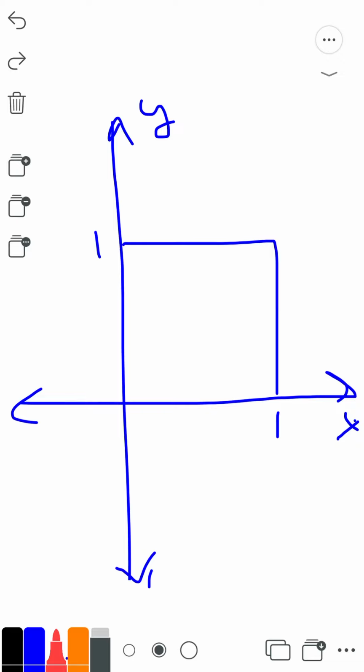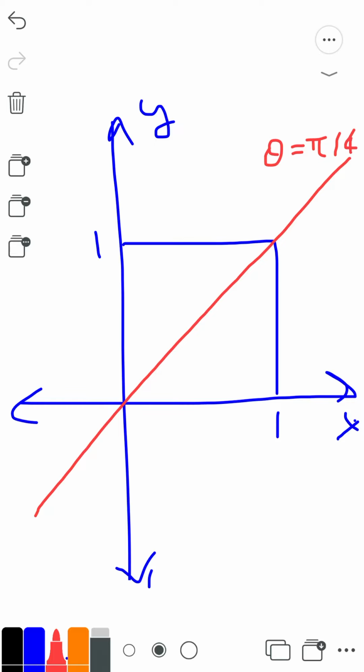And so next, the trickier part is the boundary for r. Well, let's draw a line here. You see this line divides the unit square into two equal area triangles. And this line is theta equals pi over 4 radians. And let's look at each of the triangles, the lower triangle and the upper triangle here.